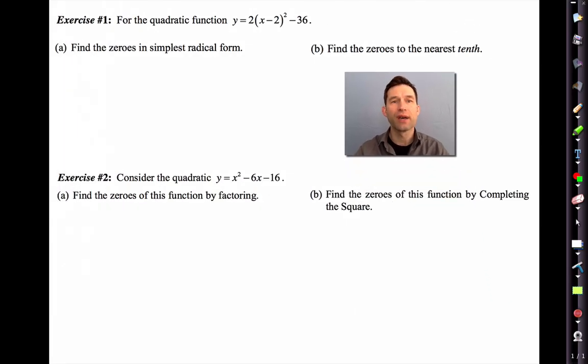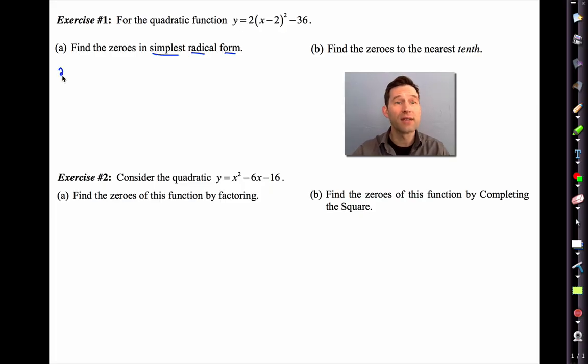All right, in the first exercise, they give us a quadratic, y equals 2 times the quantity x minus 2 squared minus 36, and we want to find the zeros in simplest radical form. Watch out for that buzzword. It oftentimes means that your answers are going to turn out to be kind of ugly, have radicals in them.